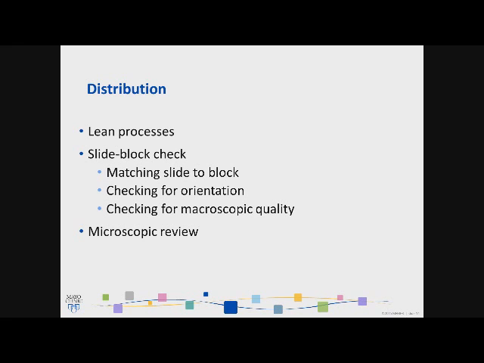We need to also do another process that we found very beneficial. We call it our slide block check. We match our slide to our block, and we actually physically take our block and match the slide on top of it. This checks for orientation. We have a certain orientation that we like to keep all specimens based on tissue type. This also checks for macroscopic quality. We need to make sure that the tissue is spaced appropriately. We also need to make sure that we have all of the marked edges and that the tissue is not tattered or any other possible challenges.